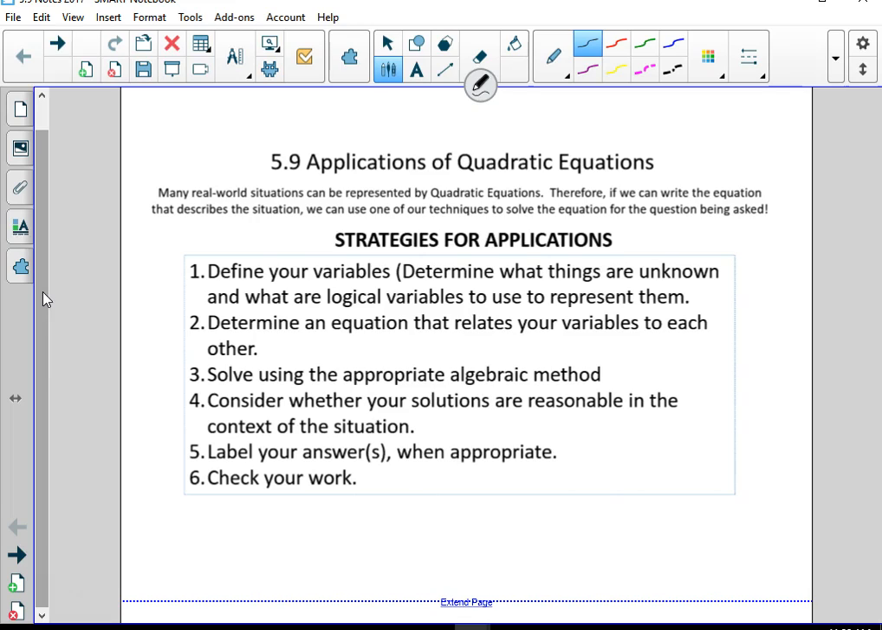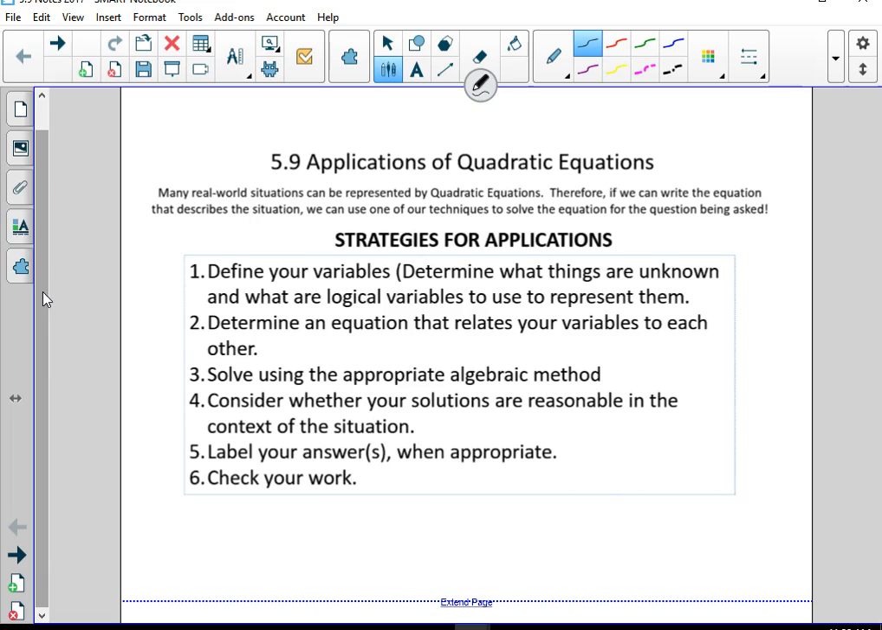So here are the strategies. You want to keep this out while you're doing your stuff. Define your variable. That goes for any word problem. Those of you who were in here this morning, that's what we did all day today, was define the variables. And use logical variables to represent them. So if you're talking about base and height and speed and time, you're going to use letters like B and S and T and Y instead of just X. Determine an equation that relates your variables to each other. Solve using the appropriate method. Consider whether the answers make sense.